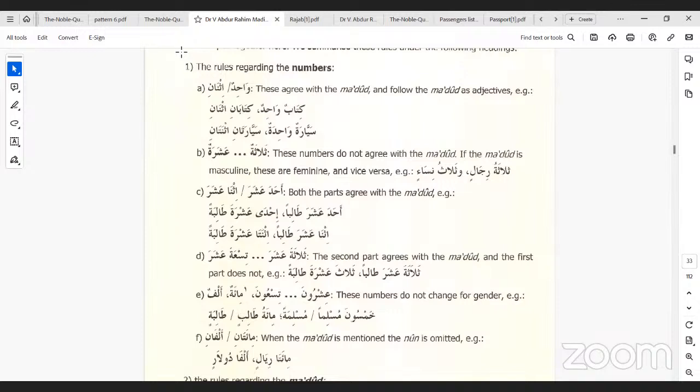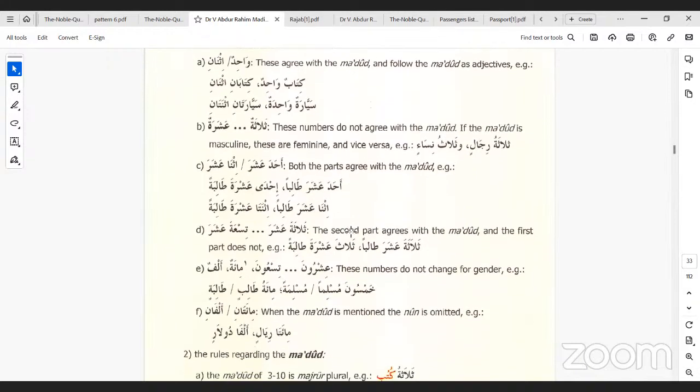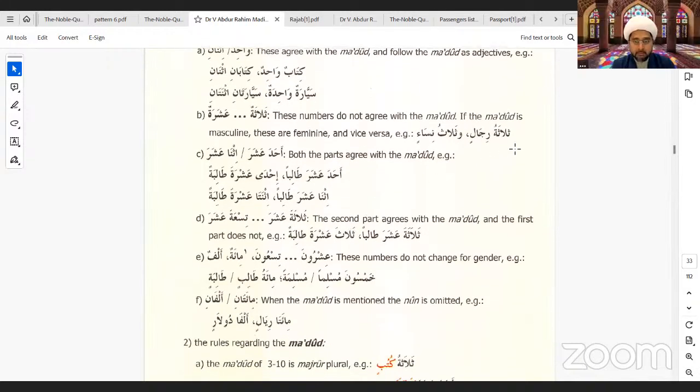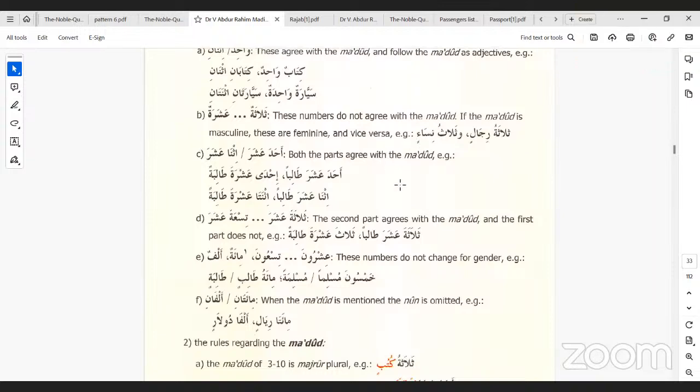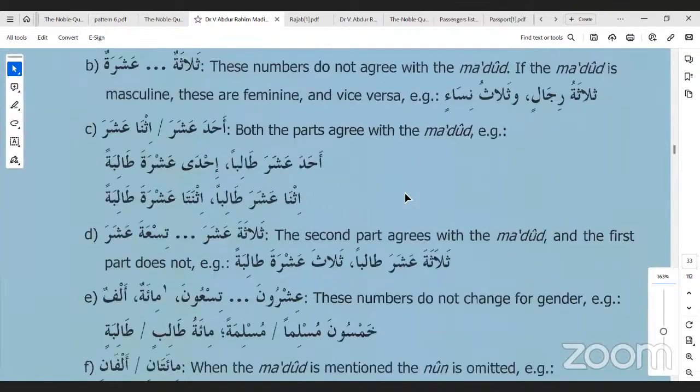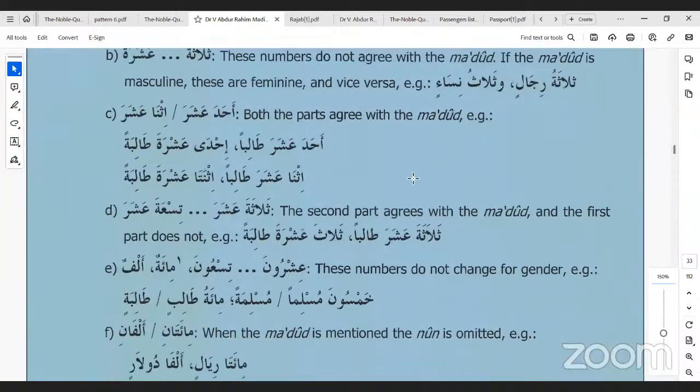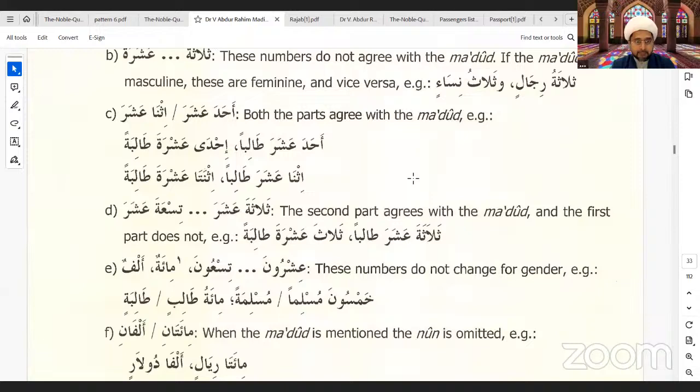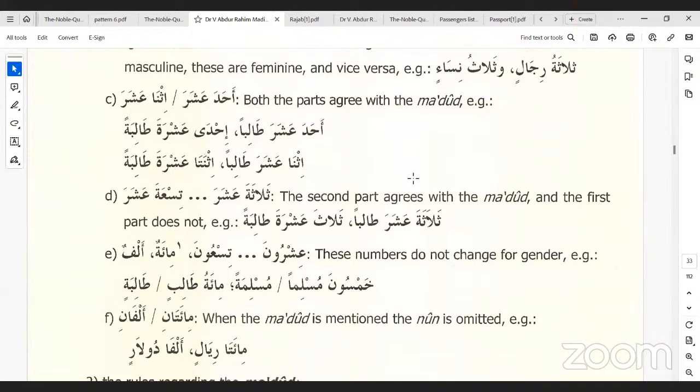For example, ثلاثة رجال وثلاث نساء. You have 3 men and 3 women. So what's happening here? In this one, ثلاثة is feminine with the ta marbuta, and then rijalin is masculine. So we're using the feminine number. Nisa'in is feminine, so thalathu is masculine. Point C. Ahada ashara, ithna ashara.